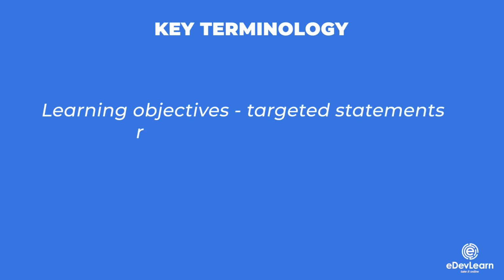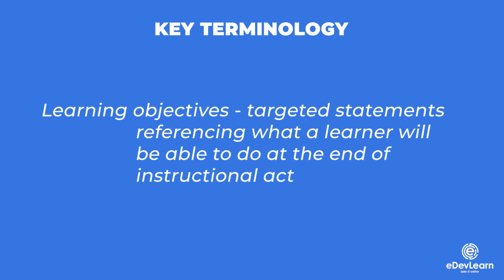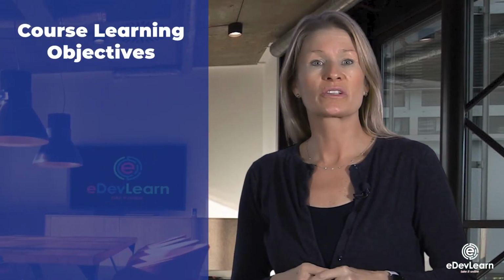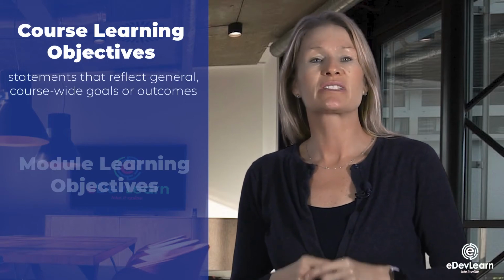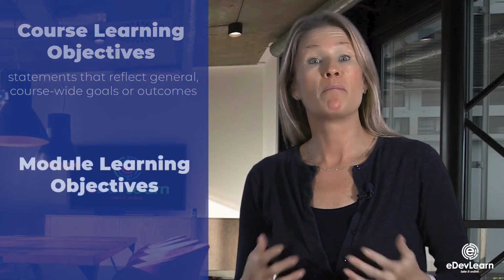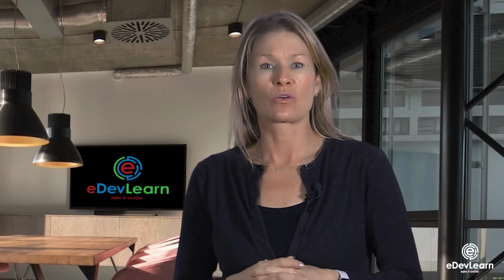Learning objectives are targeted statements referencing what a learner will be able to do at the end of instructional activities. For clarity, I usually break these up into two terms: course learning objectives and module learning objectives. Course objectives are statements that reflect general course-wide goals or outcomes, while module objectives narrowly reflect individual topics in each module. Essentially, course objectives reflect what the learner will be able to perform at the end of the course, and module objectives reflect what the learner will be able to perform at the end of the module.